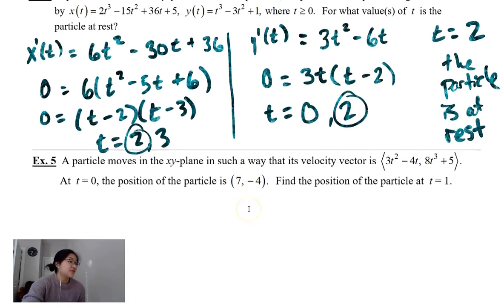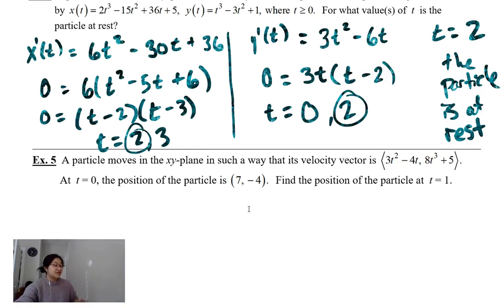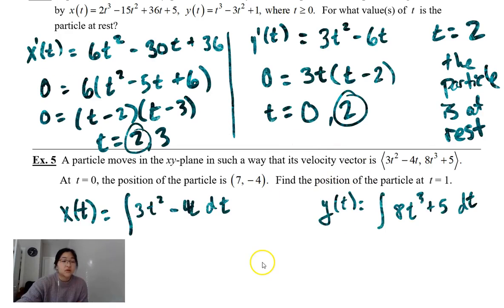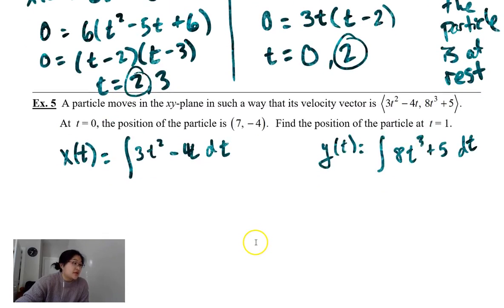A particle moves in the xy plane such that its velocity vector is this. At time t equals 0, the position is (7, -4). So find the position of the particle at t equals 1. So what are you going to do? This is your velocity vector, so think about it. To go from the velocity to the position, we need to integrate. So let's integrate.